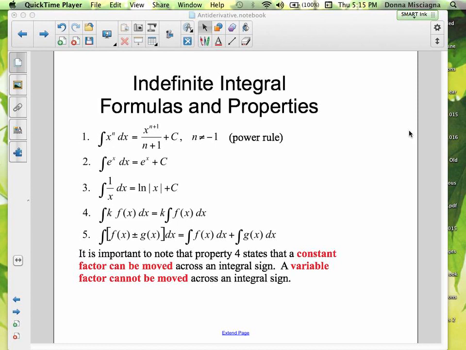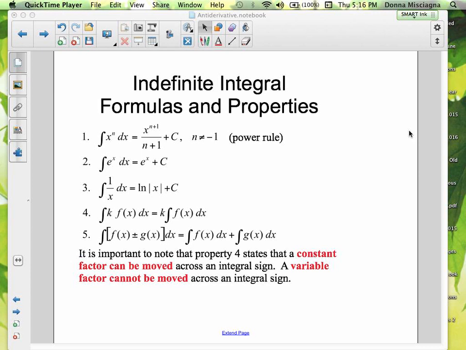So I'm going to start off with just recapping some of our rules. Indefinite integral formulas and properties. Power rule: if we have x to any power except -1, the integral is just going to be to increase our exponent by 1 and divide by that same value. Divide by n plus 1, the exponent plus 1. Whatever you get when you add 1 to your exponent, that's what you're going to divide by, plus a constant. All of these will include a constant.